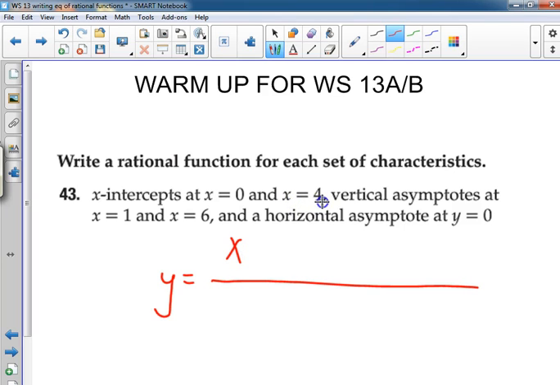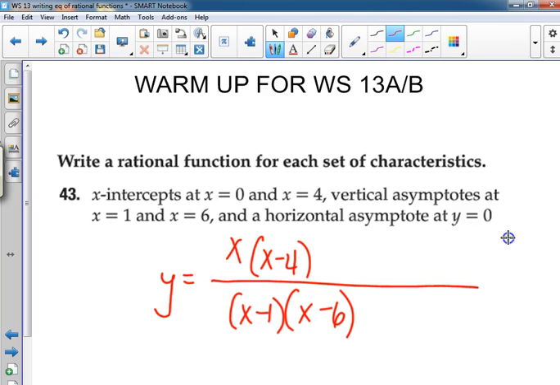Okay, x-intercept at 4. Vertical asymptote at 1. Vertical asymptote at 6. Horizontal asymptote at y equals 0. Has to be bottom heavy, so we need something in the denominator. Can I do this? No. That would make a hole, which would mean there wasn't a 0 at 0.